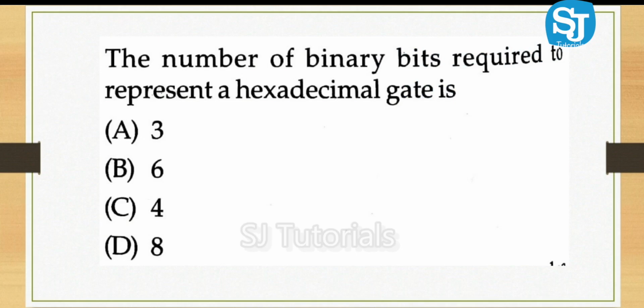Then next question. The number of binary bits required to represent a hexadecimal digit is dash. What is hexadecimal? Hexadecimal uses 16 symbols, so its radix or base is 16. That means 0 to 9, 10 symbols, then A, B, C, D, E, F corresponding to 10, 11, 12, 13, 14 and 15. The 15 is called F, 10 is called A. So it uses 16 symbols. It is called hexadecimal.